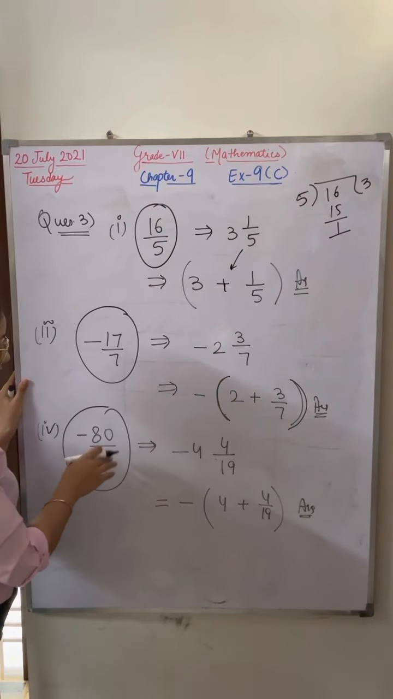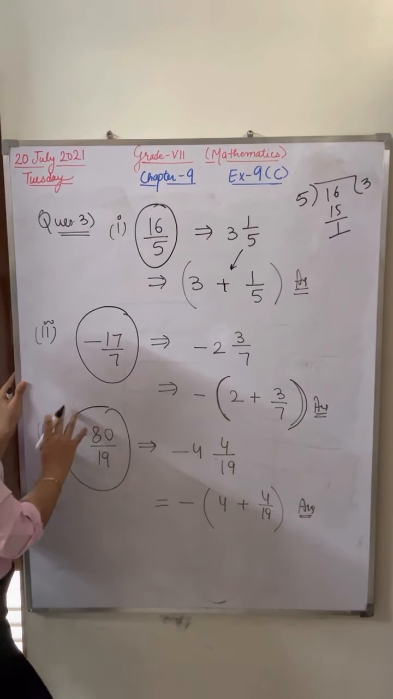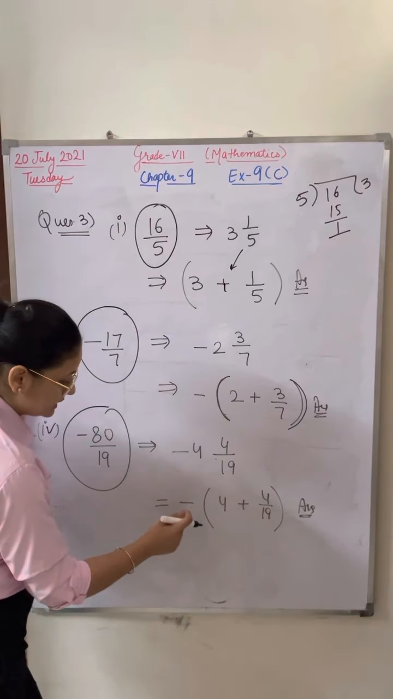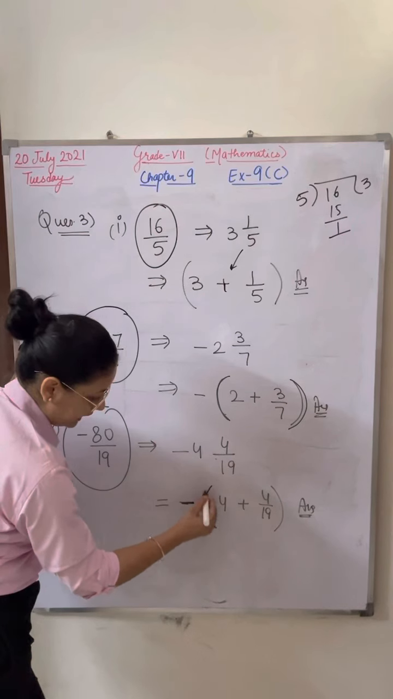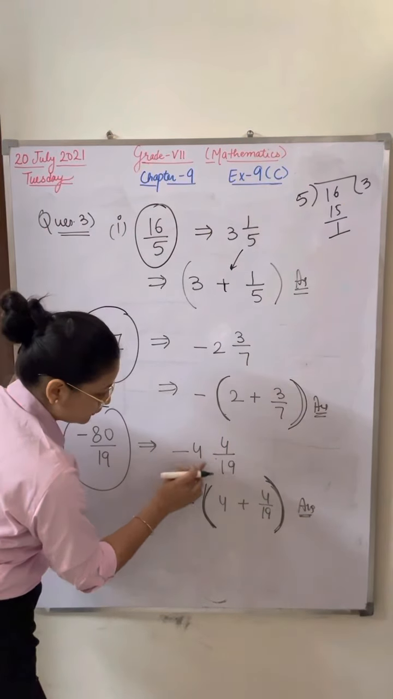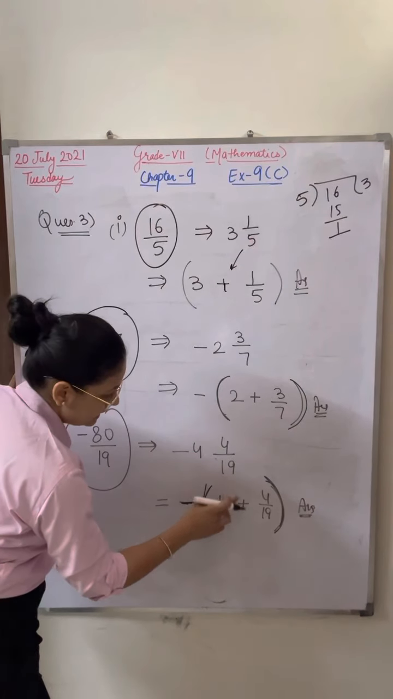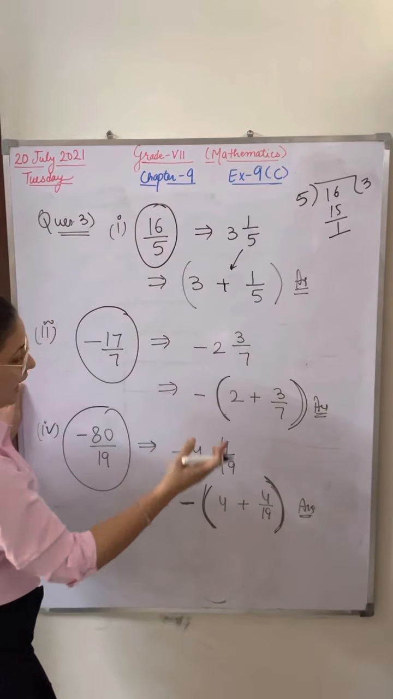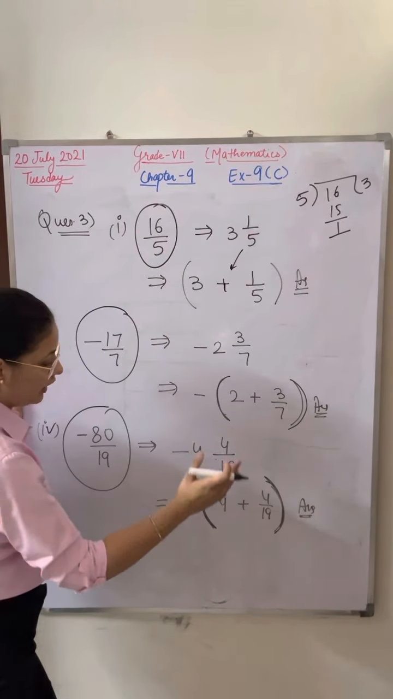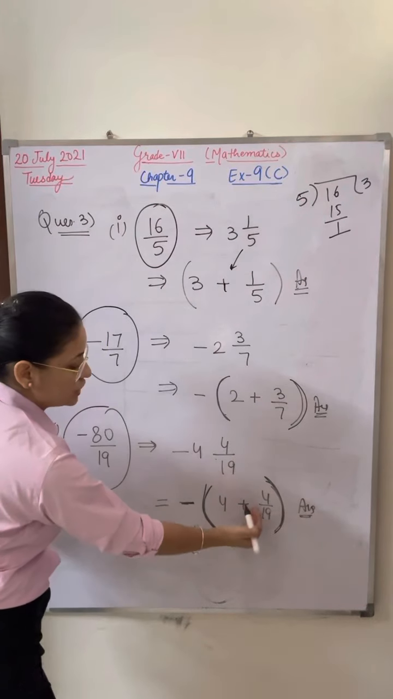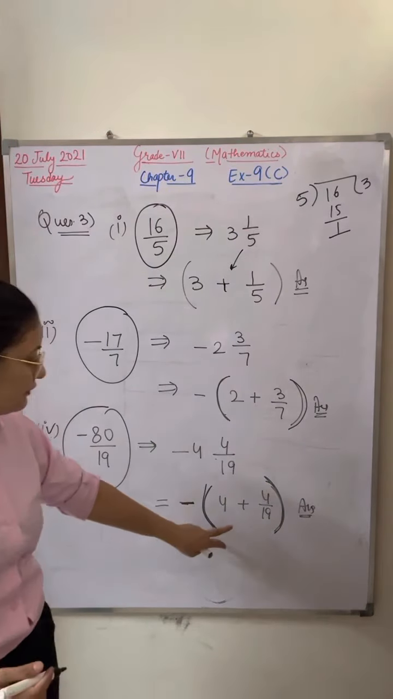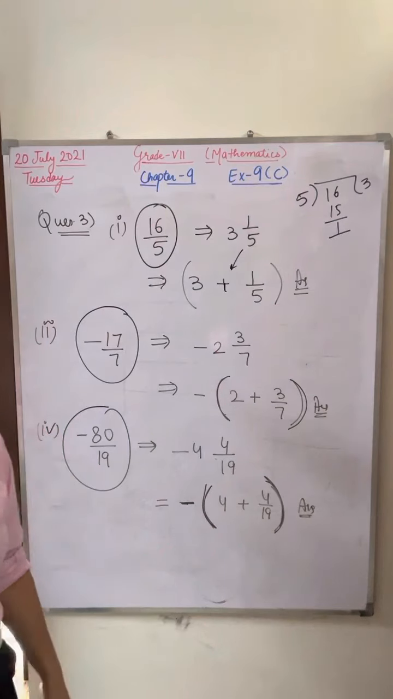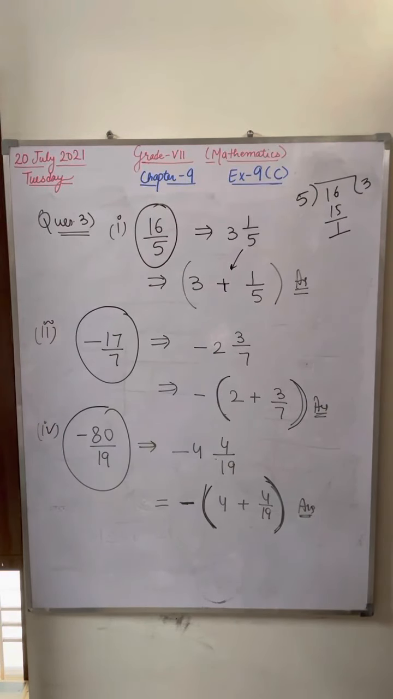Fourth part is minus 80 upon 19. Change this fraction into the mixed fraction. Now the minus sign will be as it is. Take the minus sign common, and in the bracket you have to write this 4 as it is. In between, a plus sign and 4 by 19 as it is. So in all these parts, you will get a formation of addition of an integer and a rational number. One will be the simple number and one will be in the form of a fraction. Right, it's clear to everyone.